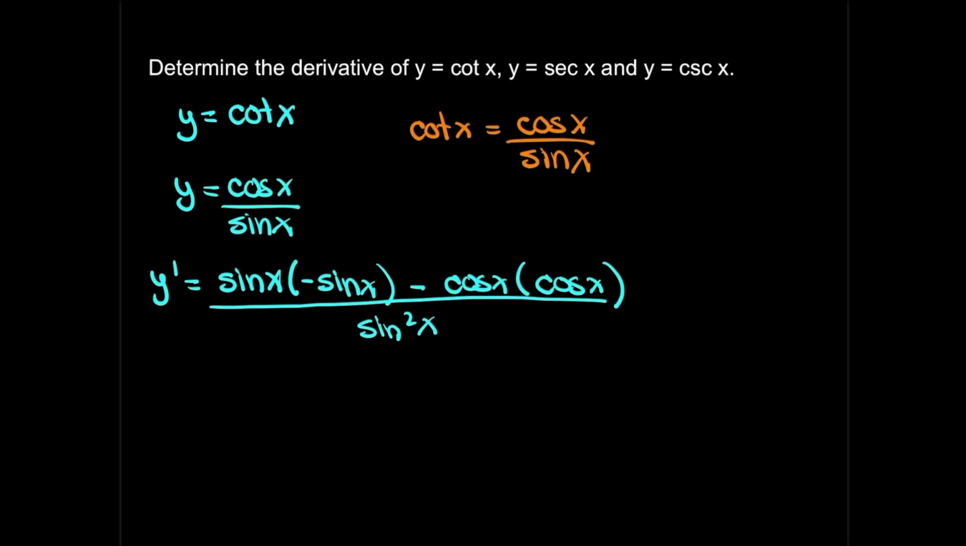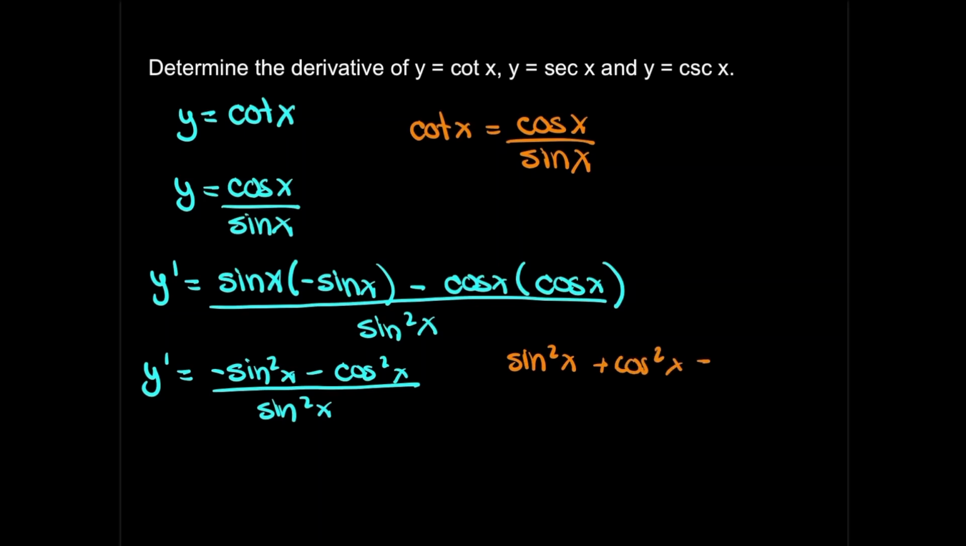So the one that we're looking at this time, we have y prime is equal to negative sine squared x minus cos squared x all over sine squared x. And the Pythagorean identity that we're looking at here is, again, sine squared x plus cos squared x is equal to 1. In this case, because they're both negative, that's equal to negative 1. So my derivative on top will be equal to negative 1 all over sine squared x.